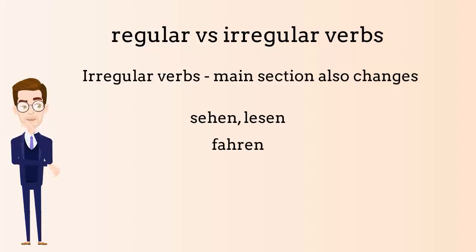So what's the difference between regular and irregular verbs? Well, we've seen with regular verbs, we add e when it's I, we add st for you, and we add t for he, she, it. Irregular verbs, the 3 we've seen, they also add those endings, but something in the main section changes. Sehen and lesen add an i, and fahren adds an umlaut on the a.